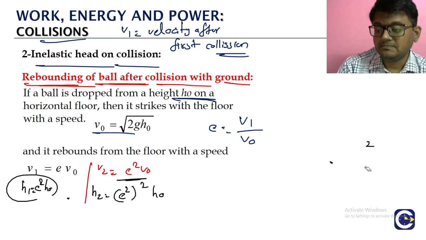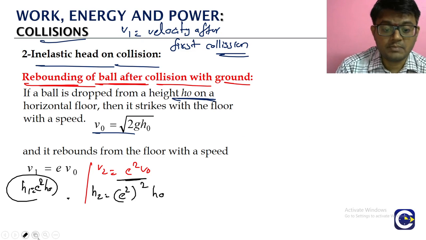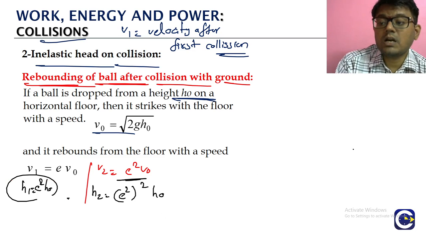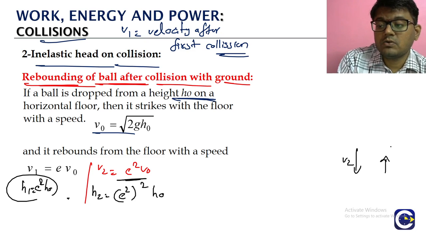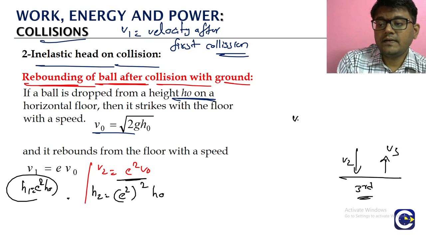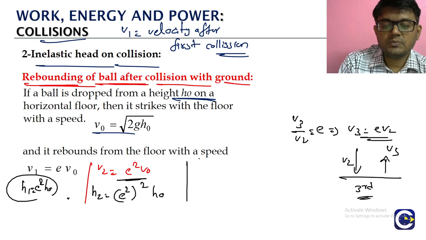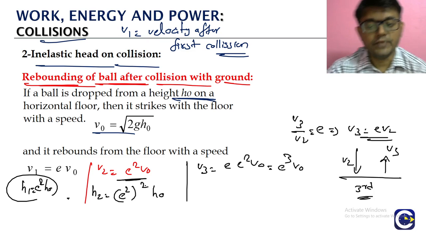If we continue like this, we will just do one more step, after that we will write the general formula, because the general formula is important for us. So for the third collision, it will come down with a velocity v2, and after that is the third collision. So v3 by v2 is equal to e, so v3 is equal to e times v2. E times v2 means e cube into v naught.